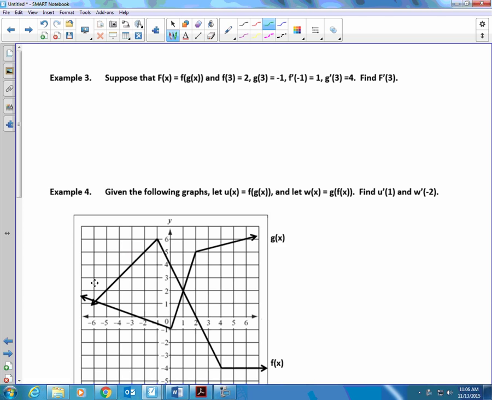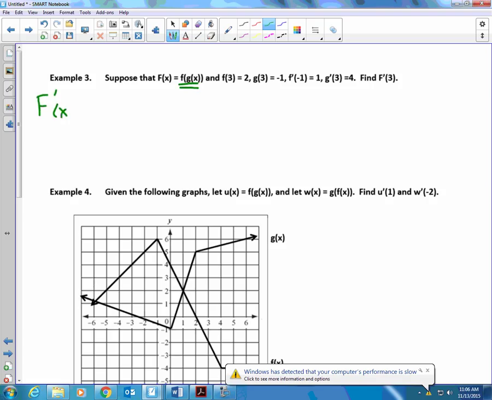So suppose that big F of x is equal to f of g of x, and f of 3 is 2, g of 3 is -1, f prime of -1 is 1, g prime of 3 is 4. Find F prime of 3. Well, where do we even start? We start right here. We want to find F prime of x. And the derivative of a composition function, that's what you need to identify in the AP exam. You see f of g. So therefore, you're going to use the chain rule.